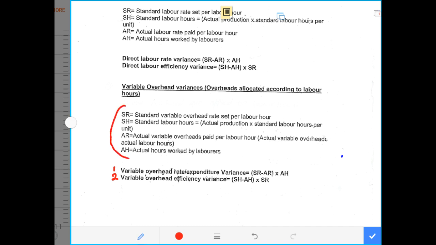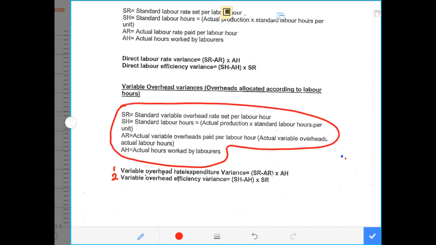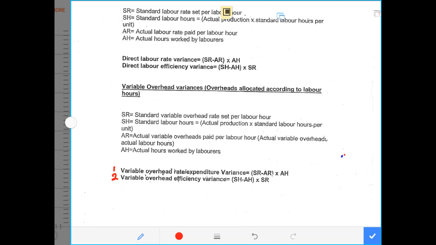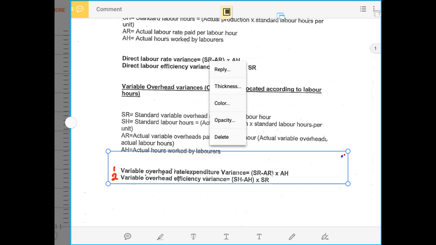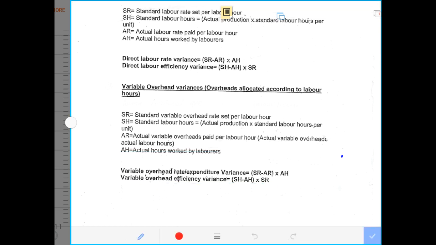This is information that we need to understand in order for us to do our variance. Hence I bring your attention to this information, which is very, very crucial. So we have the two variances, 1 and 2. And we also need to understand the term SR, which is the standard variable overhead rate set per labor hour, which is the rate of overhead per labor hour.